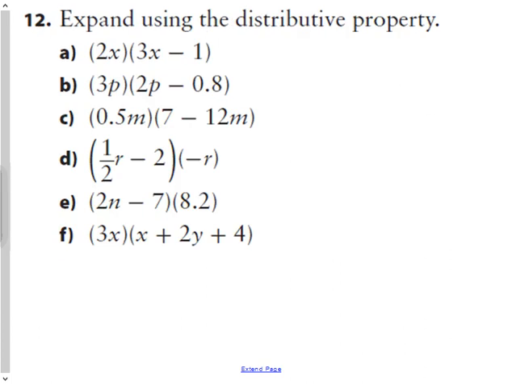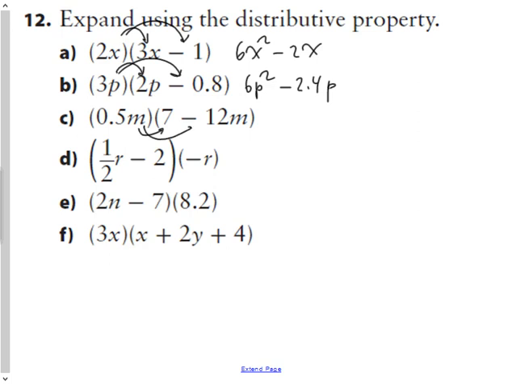So if I were you, I'd probably just draw arrows in here and say, what's 2x times 3x? It's 6x squared. What's 2x times minus 1? It's negative 2x. What's 3p times 2p and 3p times 0.8? 3p times 2p is 6p squared. And 3p times negative 0.8 is negative 2.4p.